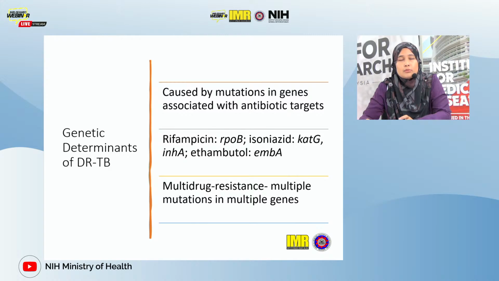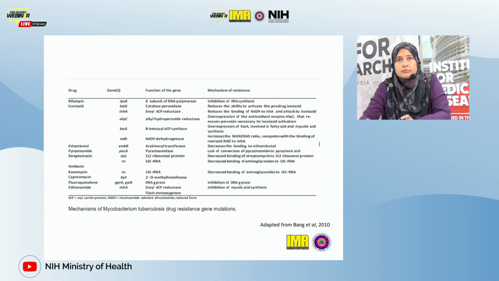So what are the genetic determinants of drug-resistant tuberculosis? As I mentioned earlier, DR-TB, or drug-resistant tuberculosis, is caused by mutations in the genes associated with antibiotic targets. For example, rifampicin resistance occurs when there is a mutation in the rpoB gene. Isoniazid resistance occurs when there is a mutation in katG or in the inhA gene, and so on and so forth. In multidrug resistance, you can find multiple mutations in multiple genes. This is a list of all the drugs used to treat TB and the genes involved in resistance.